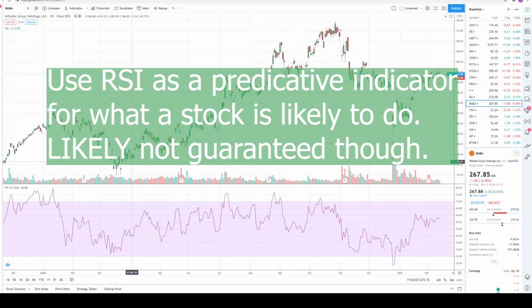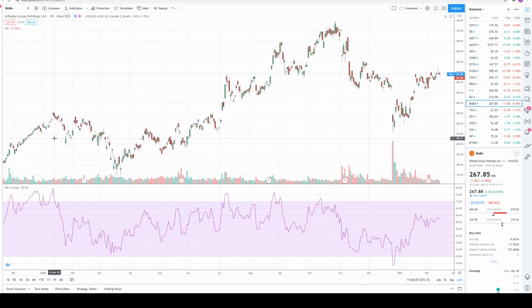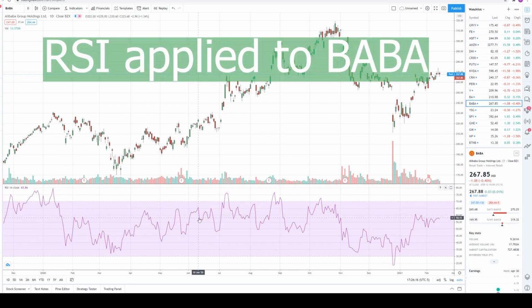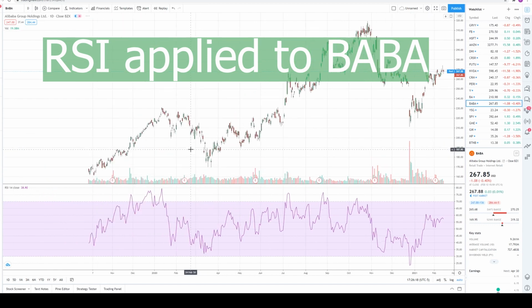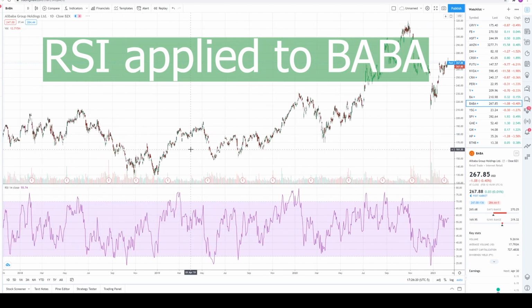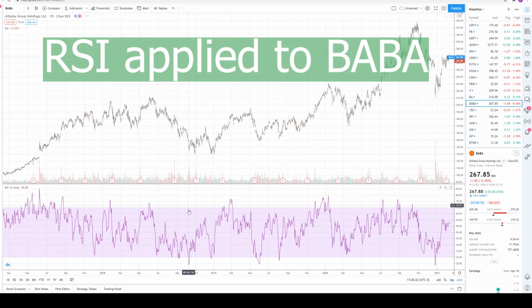So if we take a look at Alibaba here, right, I'm going to show you some specific examples now to really put this into context and into real world examples, okay? So in this video specifically, we're going to focus on times when the stock has been trading and hits below a 30 RSI. That's kind of like the golden indicator for you when you want to buy a stock, okay?